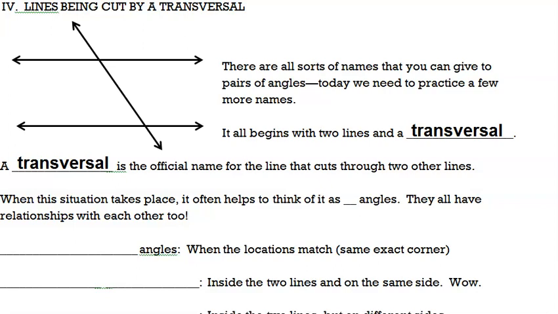Okay, so you got two lines. So I'm thinking of this line and this line, and they are both being cut by a transversal. That's what that third line is. When this situation takes place, I think the most helpful thing to do is to look at it as 8 different angles. Okay, so I actually want you to write in the numbers 1, 2, 3, 4, 5, 6, 7, 8. Because I think that's the best way to help us understand just what I'm talking about here.